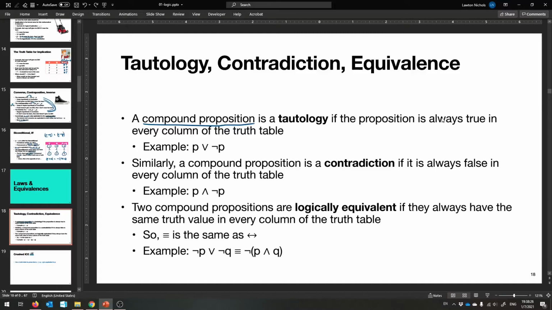That's how you pronounce this word. It's like taut, like you're pulling a string, and ology, the study of it, for no good reason. So it's a tautology if the proposition is always true in every column of the truth table. So for example, P or not P, we can do that real quick.